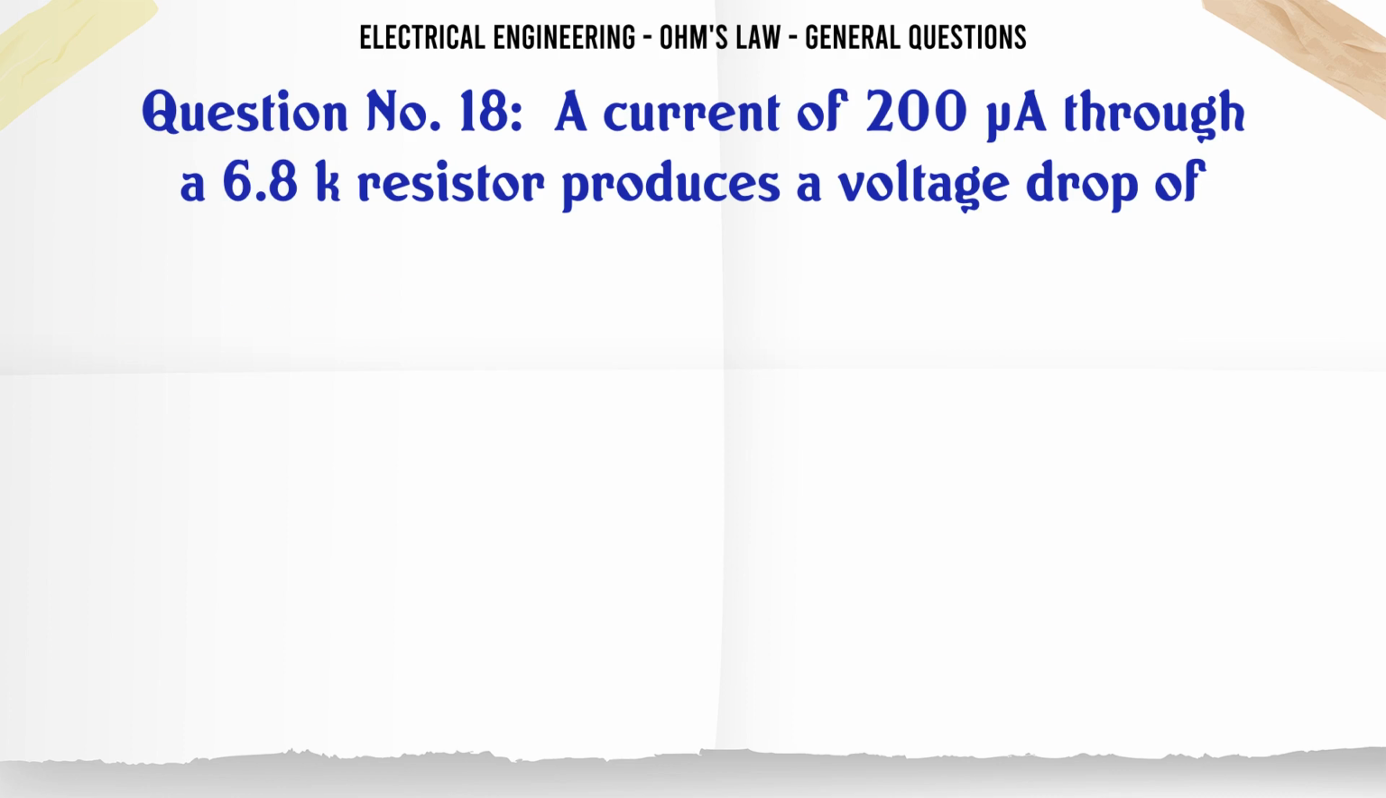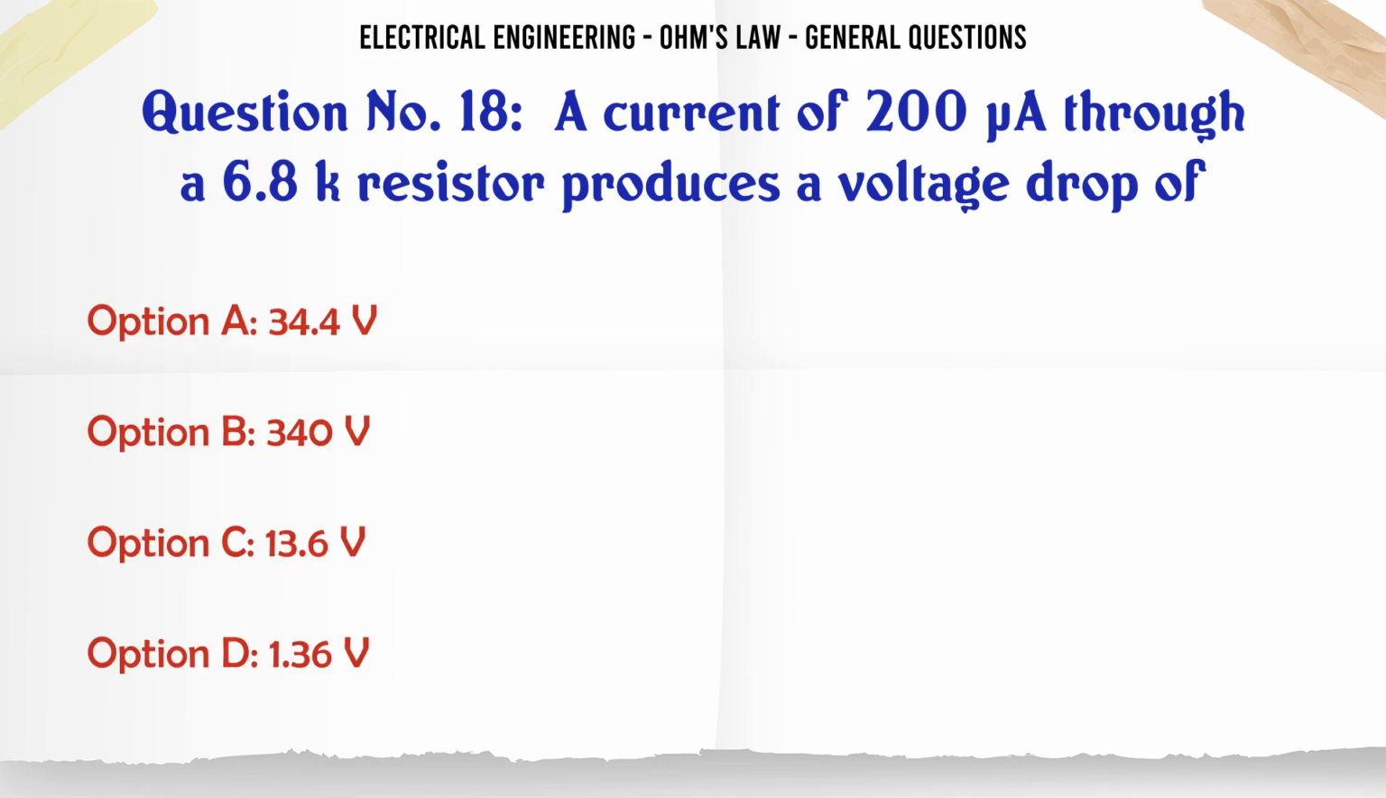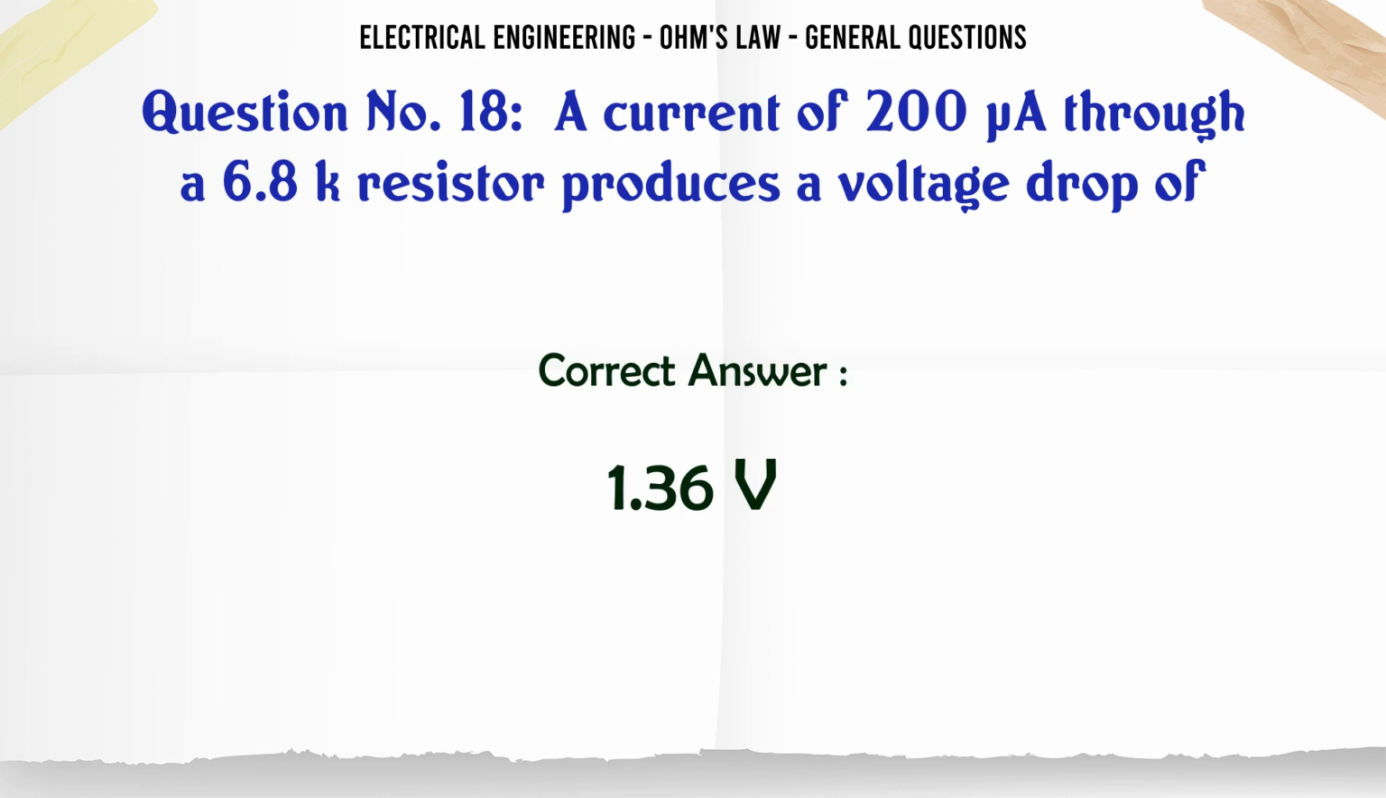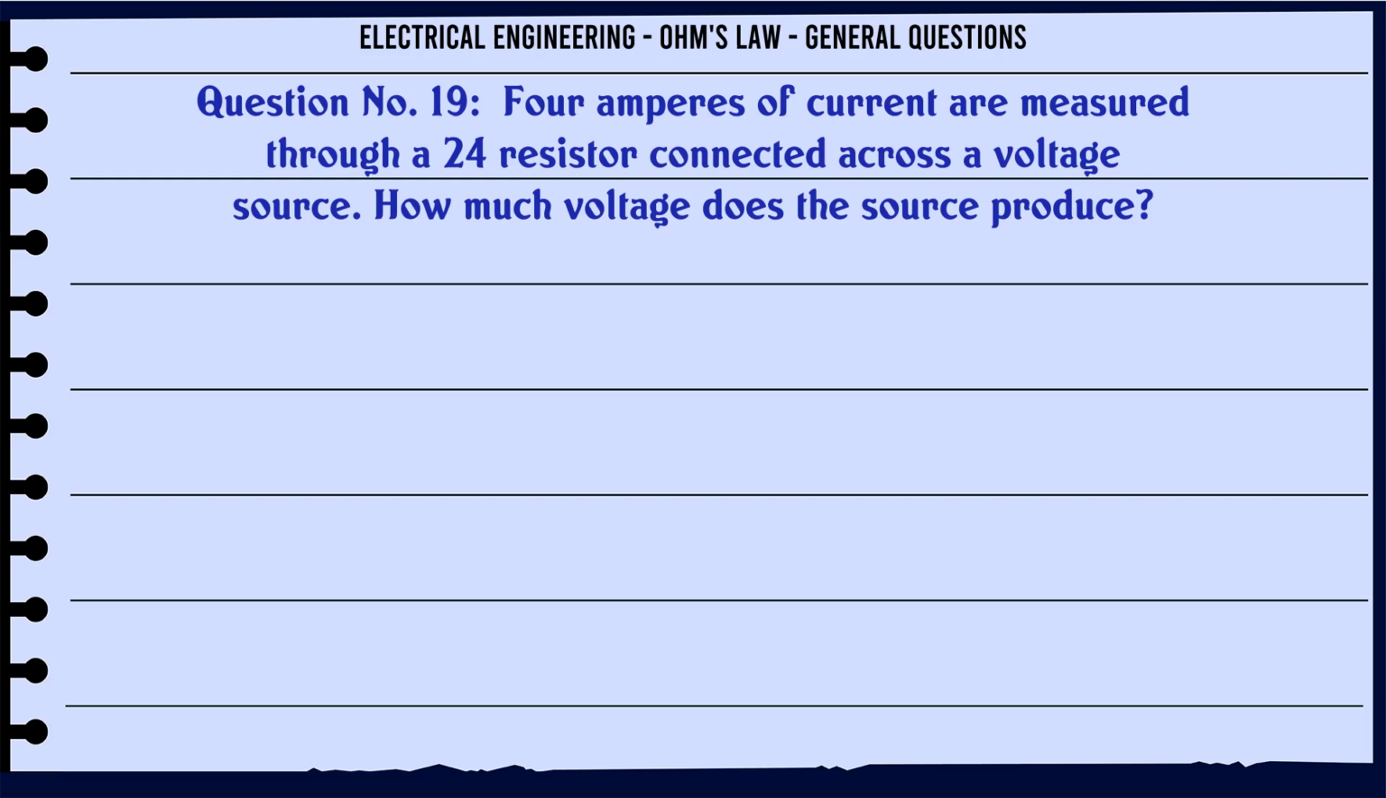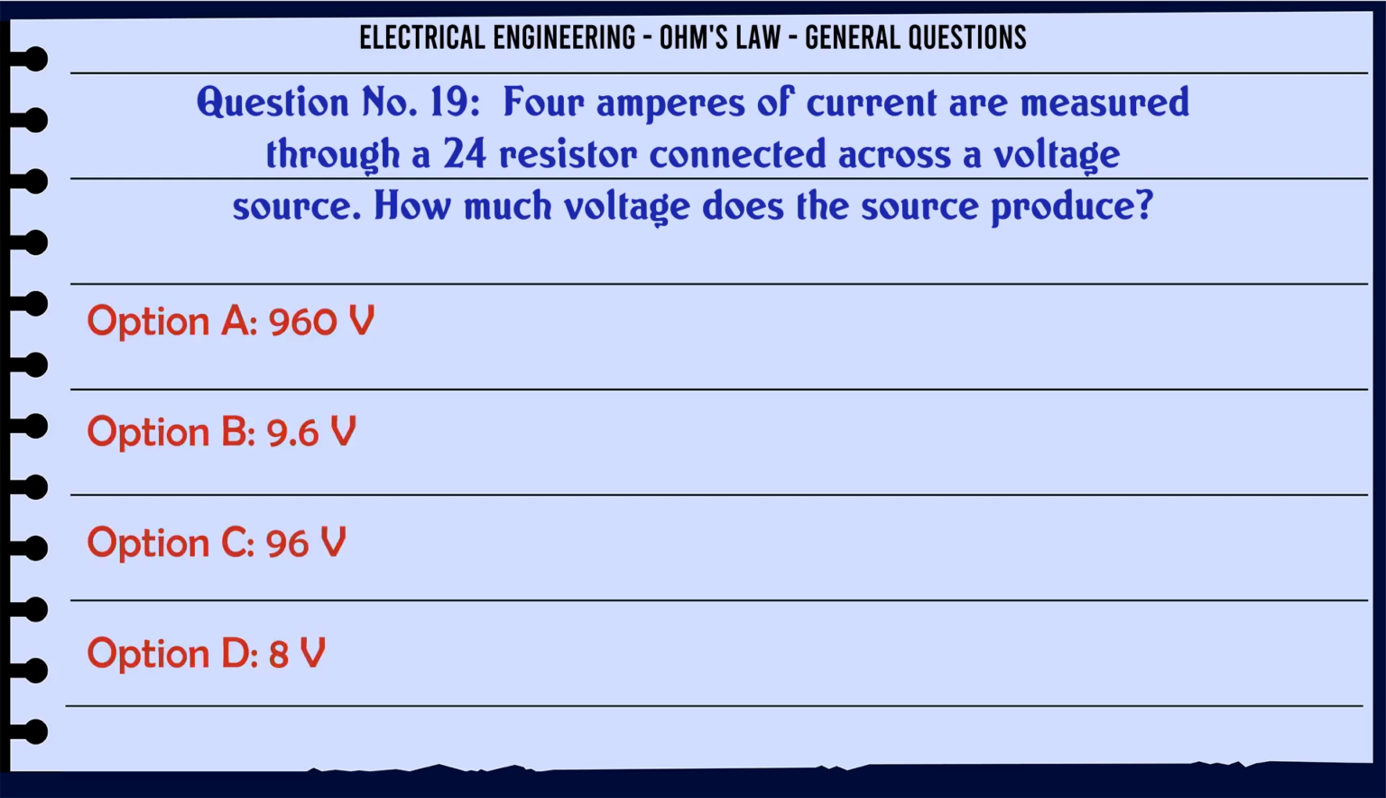A current of 200 A through a 6.8 K resistor produces a voltage drop of A) 34.4 V, B) 340 V, C) 13.6 V, D) 1.36 V. The correct answer is 1.36 V.